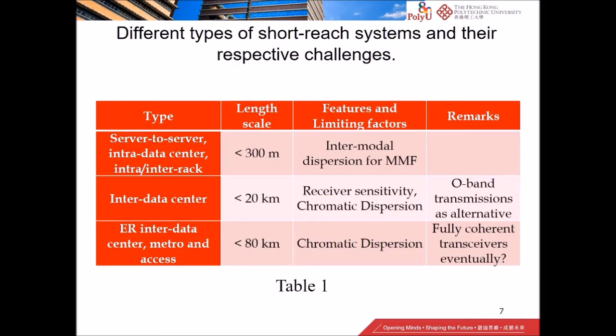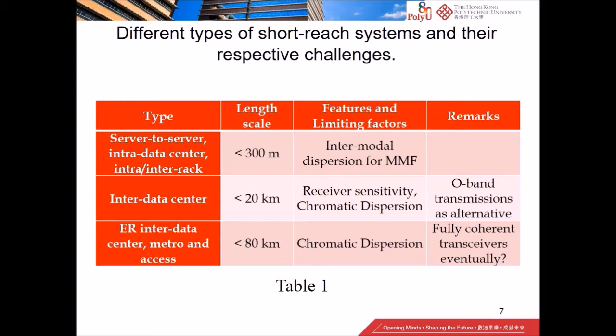All right. So now this is a table discussing roughly how we categorize different types of short reach systems and some of the features and limiting factors. For server to server, the shortest type of short reach, for those systems that use multimode fibers, the limiting feature is the standard traditional intermodal dispersion.